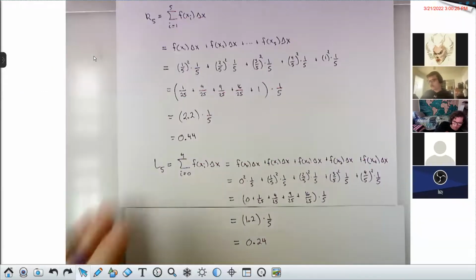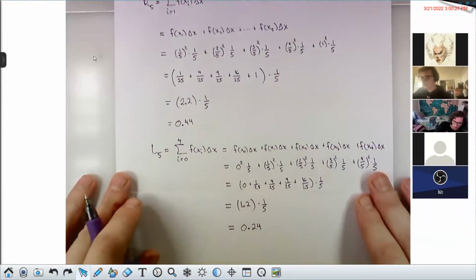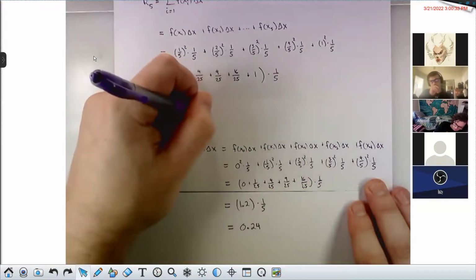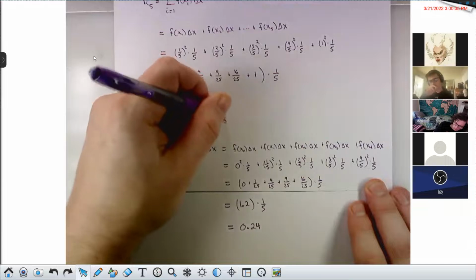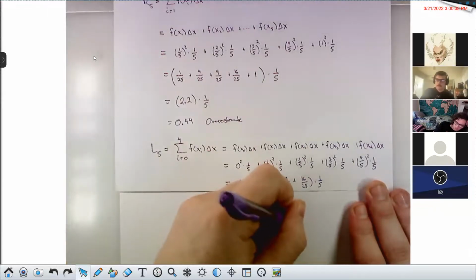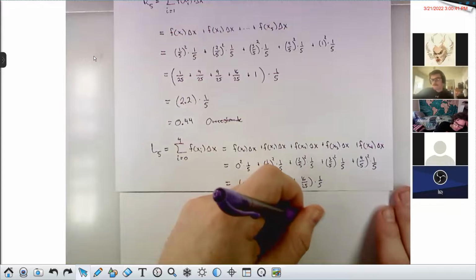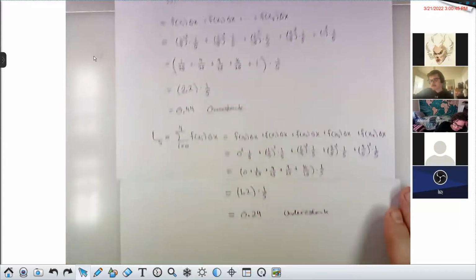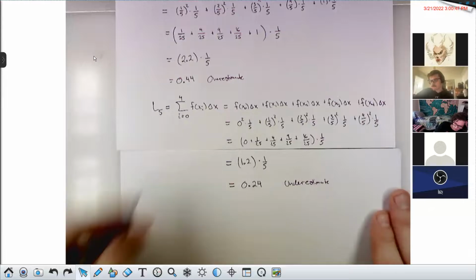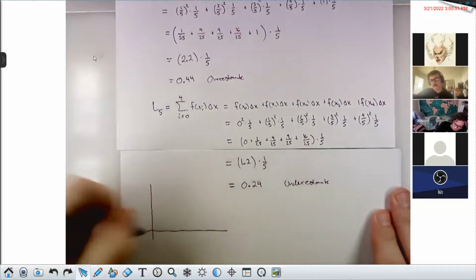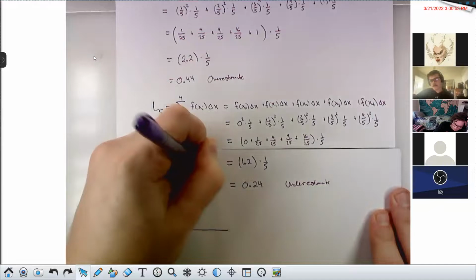So here's the computation for L5. And we said earlier that the right-hand sum is an overestimate. This is going to be an underestimate, and you can see it from the picture. The left endpoints are going to underestimate the area.